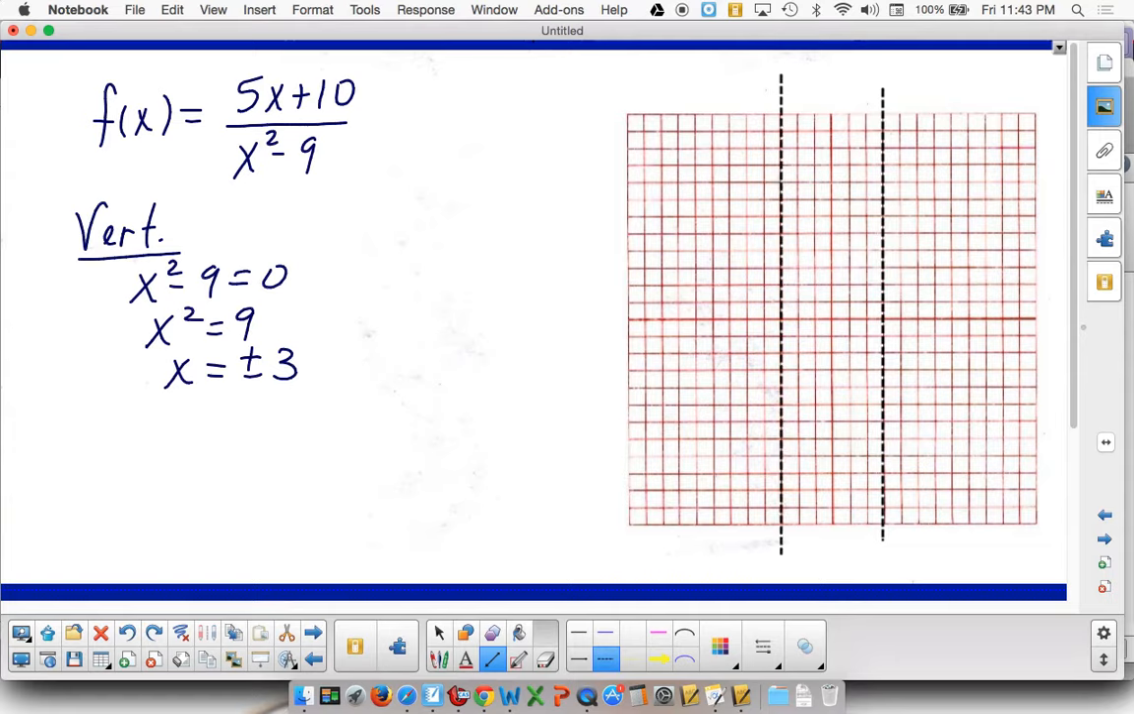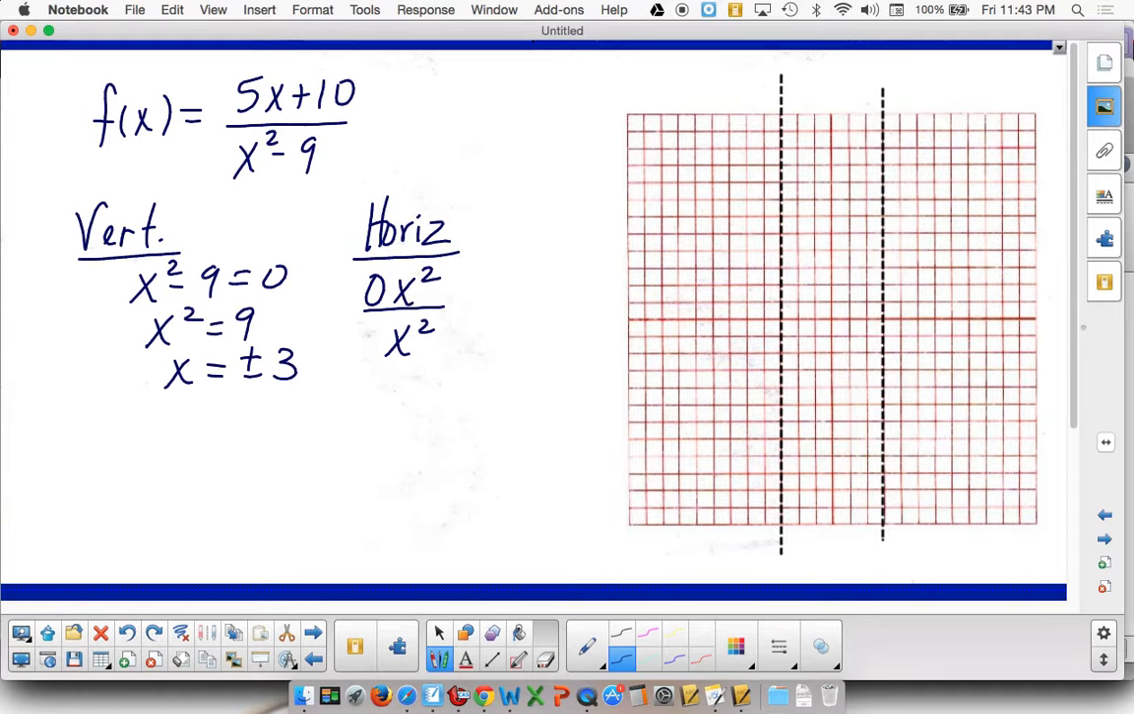Okay, and we already discussed, since the numerator is not higher than the denominator, I'm going to end up with a horizontal asymptote. I just need to find it. So if I'm going to find my horizontal, I have to ask, what's the highest power? I see x squared. Top doesn't have an x squared, so I'll put a 0x squared. Cancel it, equals 0, so I have a horizontal asymptote at y equals 0. Right smack down the x-axis.